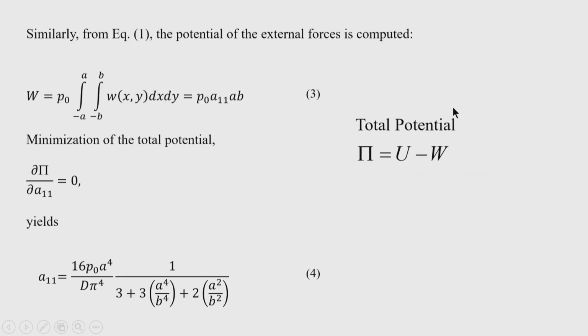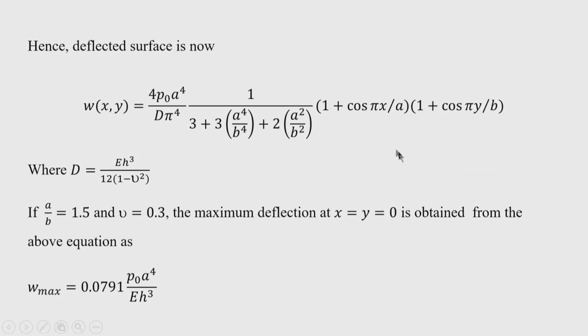So, by taking x equal to 0 and also y equal to 0 and substituting this here, and a by b equal to 1.5, that means a is equal to 1.5 b or b is equal to a by 1.5, we can express W now as 0.0791 P naught a to the power 4 divided by E h cube.